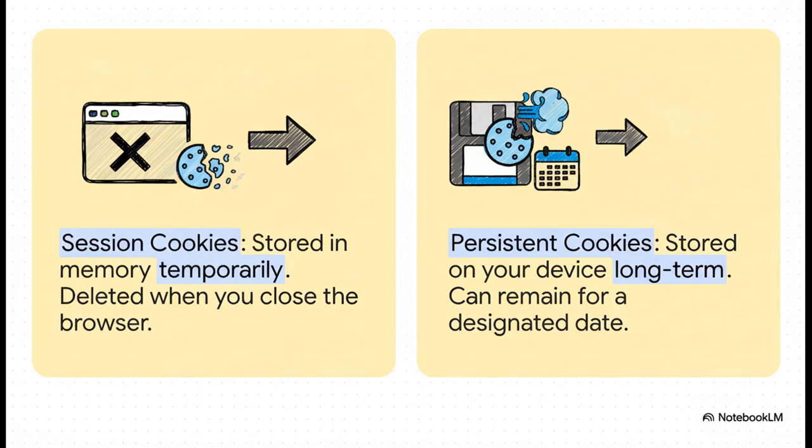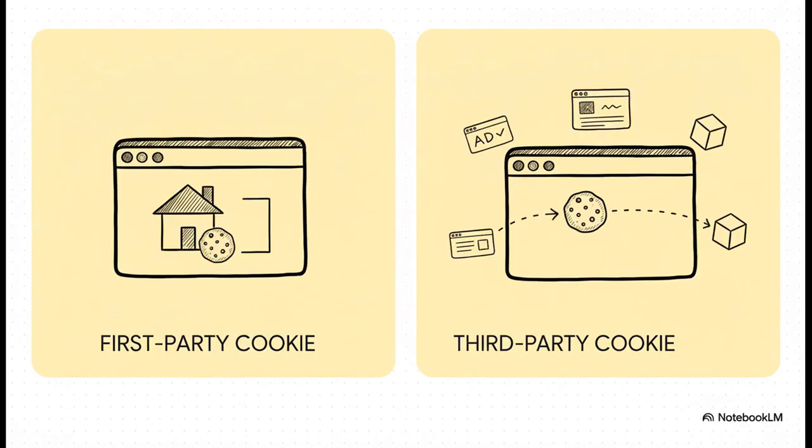They live in your computer's memory and just, poof, disappear when you close your browser. Then you have persistent cookies. These guys get stored on your actual hard drive and can stick around for days, months, or even years. And this is a really critical distinction. Who is setting the cookie?